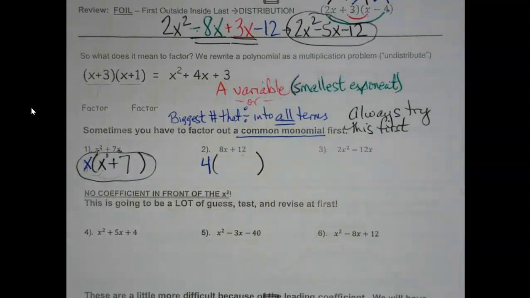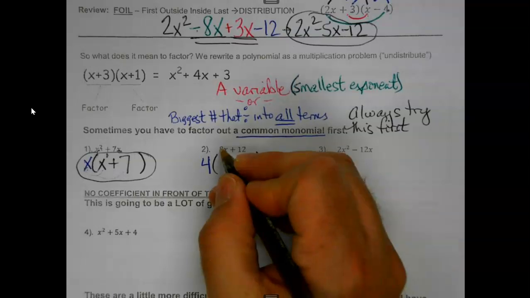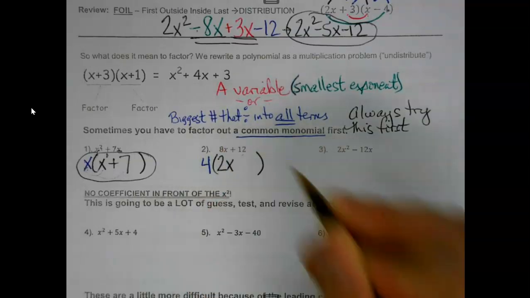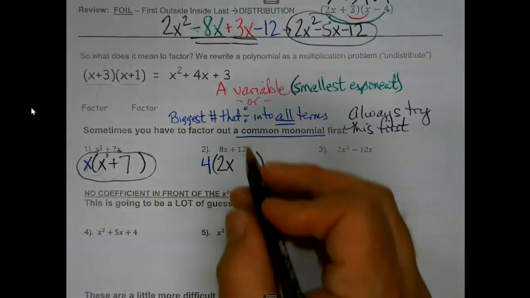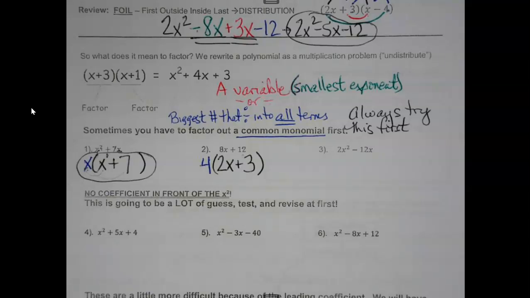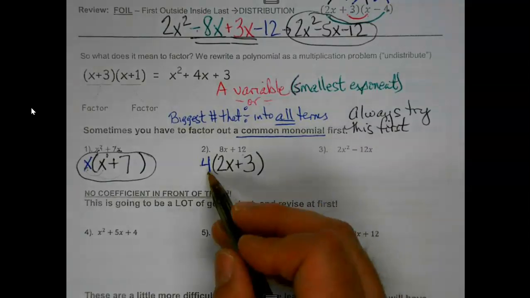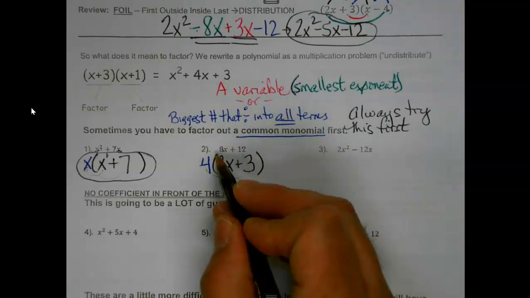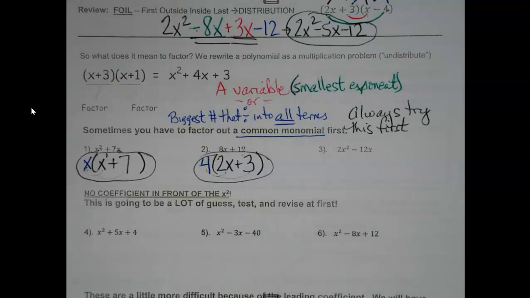And so when this happens, I'm going to go, okay, so 8 divided by 4 is 2. Keep my x. 12 divided by 4 is 3. And again, if I want to check, I can just distribute quick. 4 times 2x is 8x. 4 times 3 is 12. I get my common factor out.